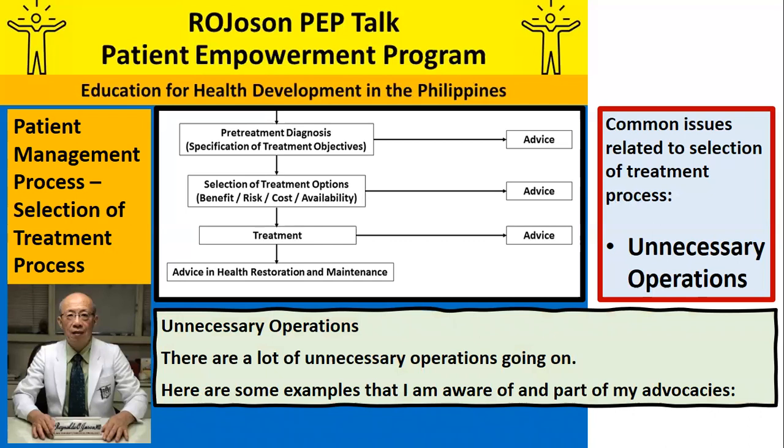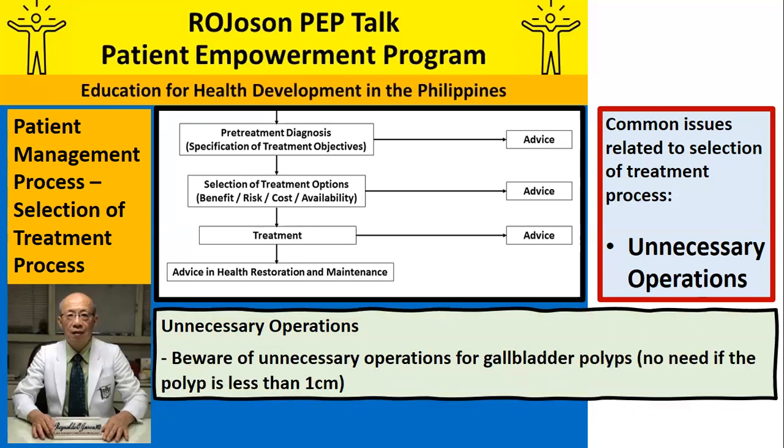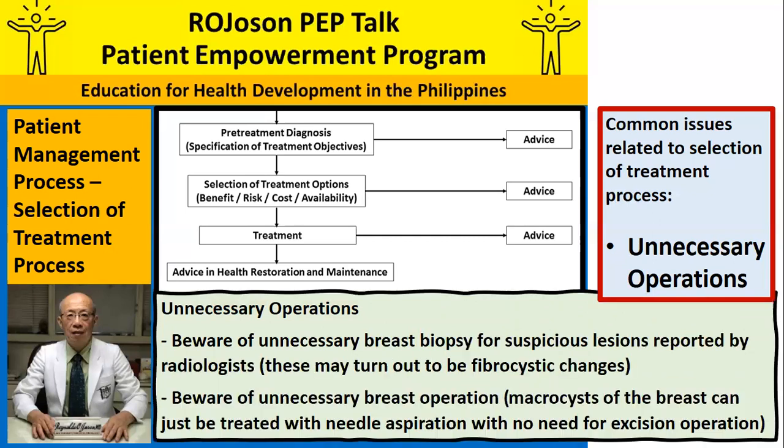The next issue is on unnecessary operations. There are a lot of unnecessary operations going on. Here are some examples that I'm aware of and part of my advocacies. Beware of unnecessary operations for gallbladder polyps. No need if the polyp is less than 1 centimeter.